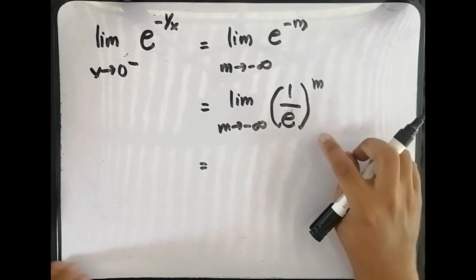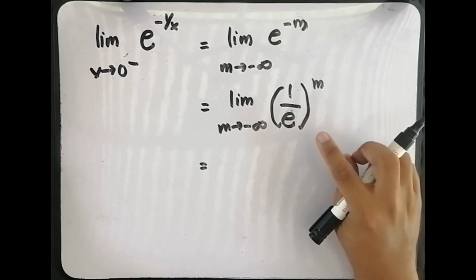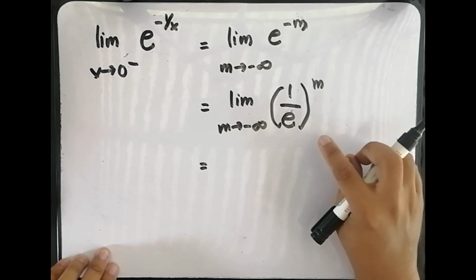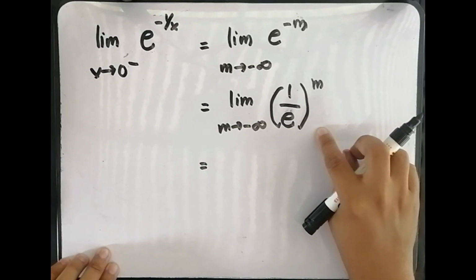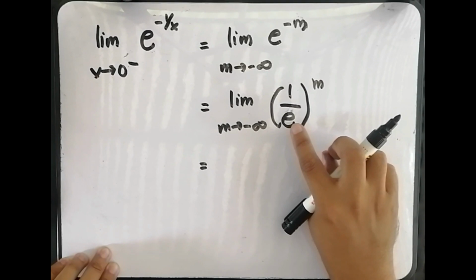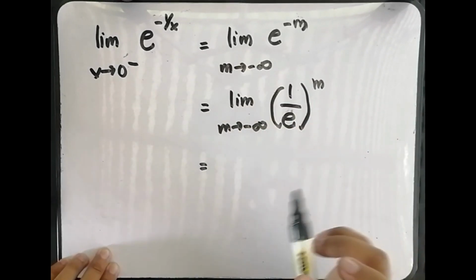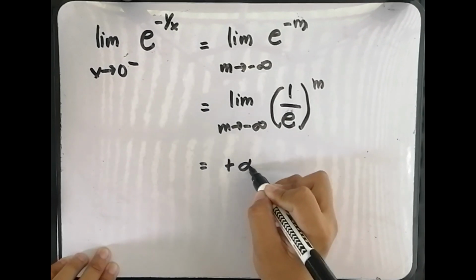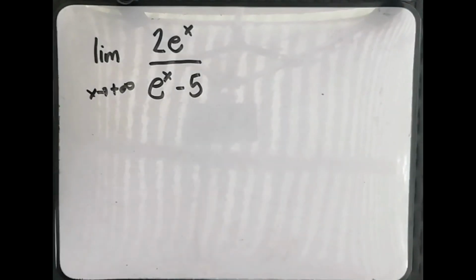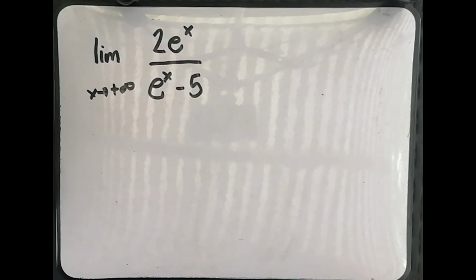May kamukha na ba to? Yes, this is actually theorem number 4. Okay? Kasi 1 over e is less than 1 but greater than 0. And by theorem number 4, this is now equal to positive infinity. Okay, gawin naman nating medyo mas complicated. Medyo lang naman. Okay? So we find the limit of 2 times e raised to x over e raised to x minus 5 as x approaches positive infinity.